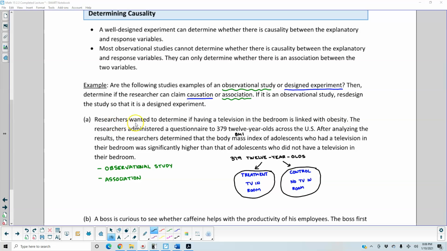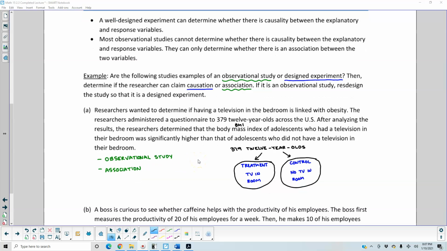So for part A, researchers wanted to determine if having a television in the bedroom is linked with obesity. The researchers administered a questionnaire to 379 12-year-olds across the United States. After analyzing the results, the researchers determined that the body mass index, or BMI, of adolescents who had a television in their bedroom was significantly higher than that of adolescents who did not have a television in their bedroom.